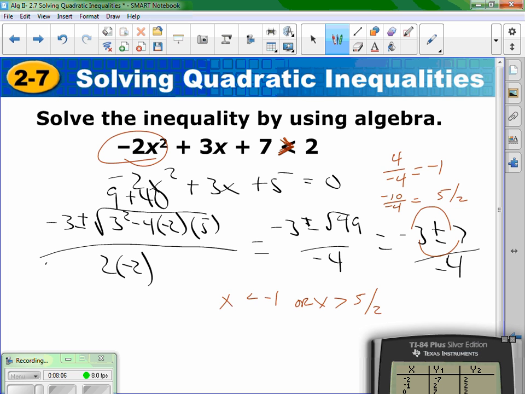If this was greater than and it had a negative, it would become a less than. When you have a negative A, the and becomes an or, the or becomes an and. Now, because I got -1 and 5/2 as answers, that means I could have factored originally.